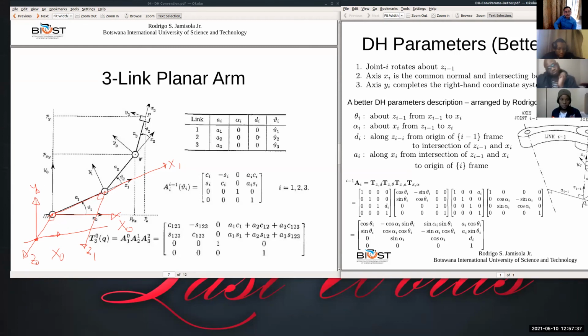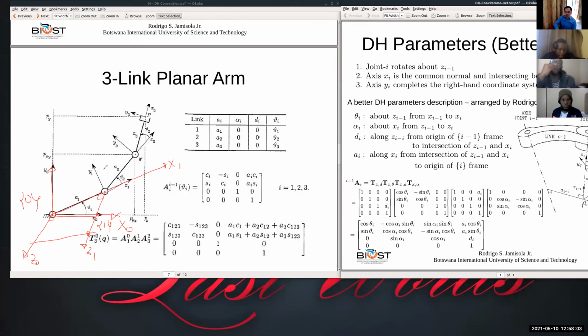Well, you can even say that I want to choose my frame 0 to be here, that's fine. But I want to choose this as my frame 1. That's also okay. So that means this is your frame 1, that's your frame 0, and things will change in terms of the parameters.